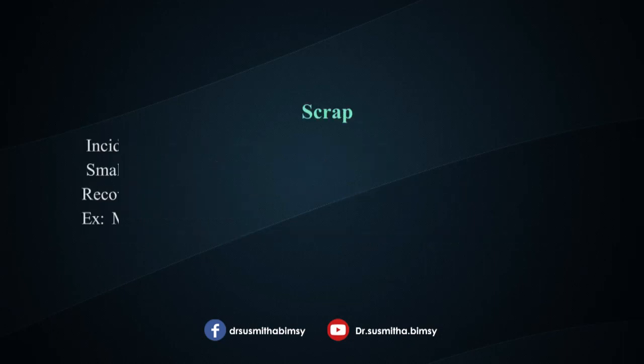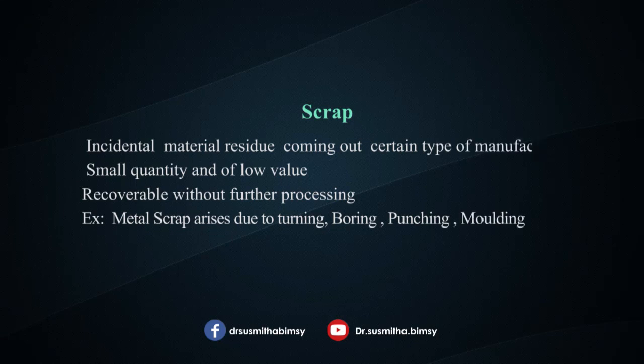Secondly, scrap. It is the incidental material residue coming out of a certain type of manufacturing, usually a small quantity and of low value. It is recoverable without further processing. For example, metal scrap arises due to operations like turning, boring, punching, molding, filing, etc. Or cut pieces in the furniture industry and cut pieces in leather and garment industries. You have to note the point, it has a realizable value. It is generally of small value. It does not require further processing.